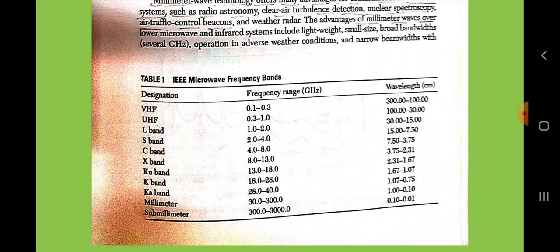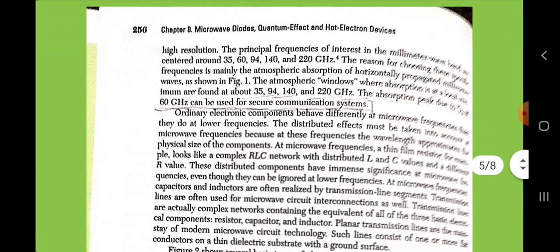The principal frequencies of interest in the millimeter wave band are centered around 35, 40, 94, 140 and 220 gigahertz. The reason for choosing these specific frequencies is mainly the atmospheric absorption of horizontally propagated millimeter waves, as we have shown over here in this diagram.